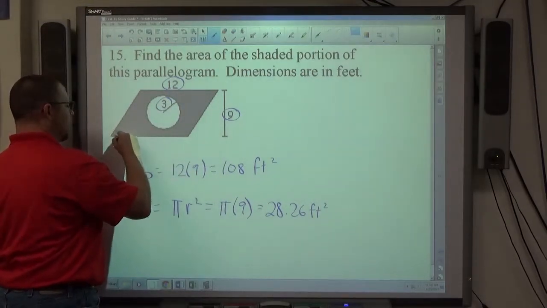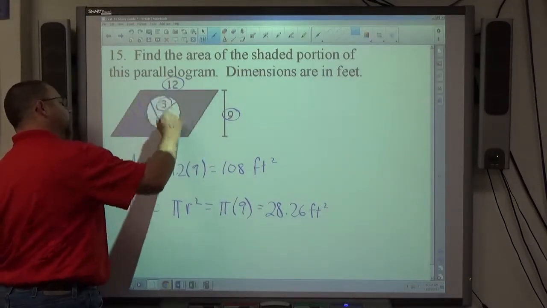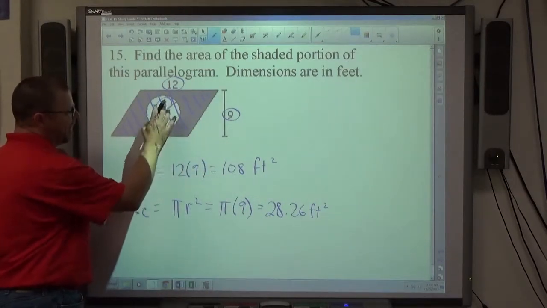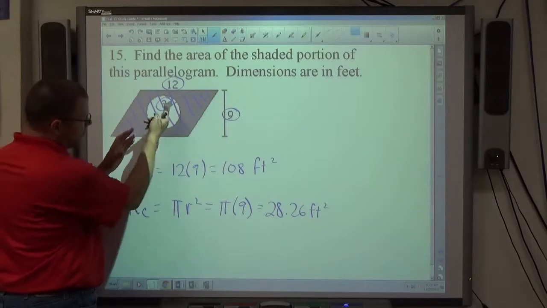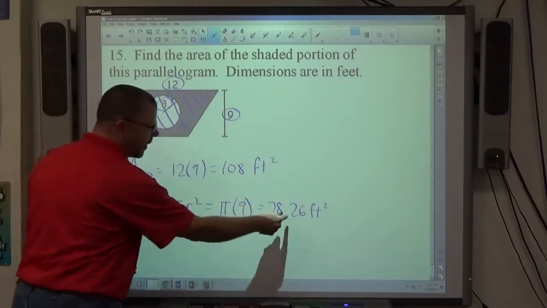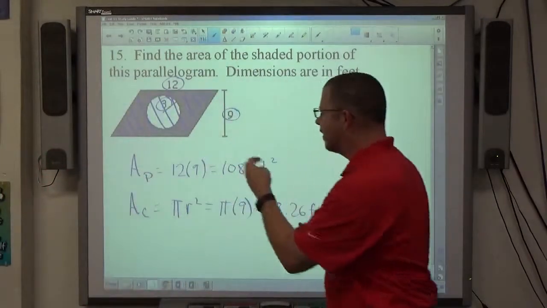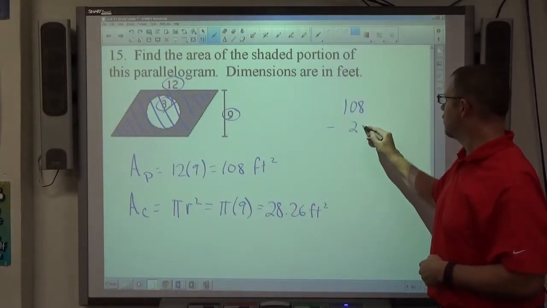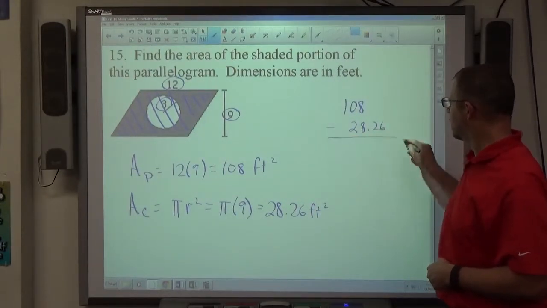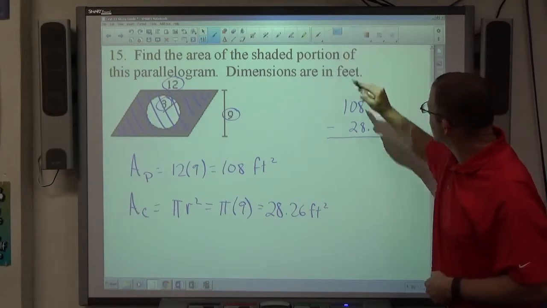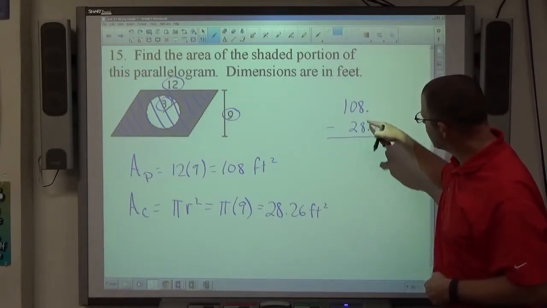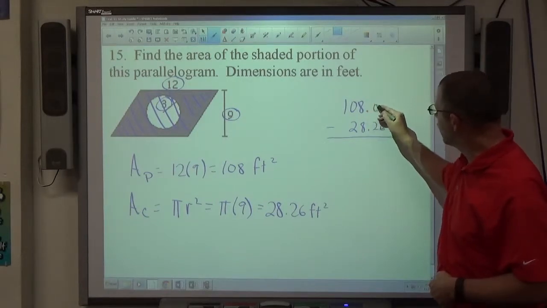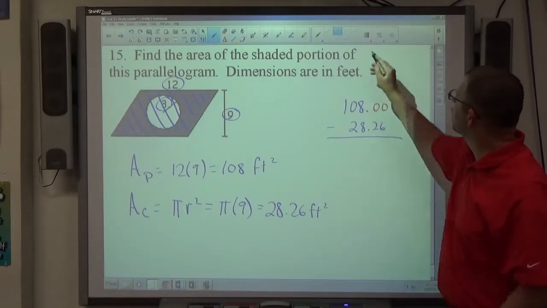So the parallelogram is everything. So if I look at the parallelogram, this is the parallelogram right here. That's 108. And then the circle's being extracted, cut out. So imagine you get a pair of scissors and cut this area out. That's this. So we're subtracting the circle from the parallelogram. So 108 minus 28.26. In order to subtract decimals, I got to line up decimal places. So decimal points. So 108 officially has a decimal here. I'm going to put zeros in order to do subtraction.